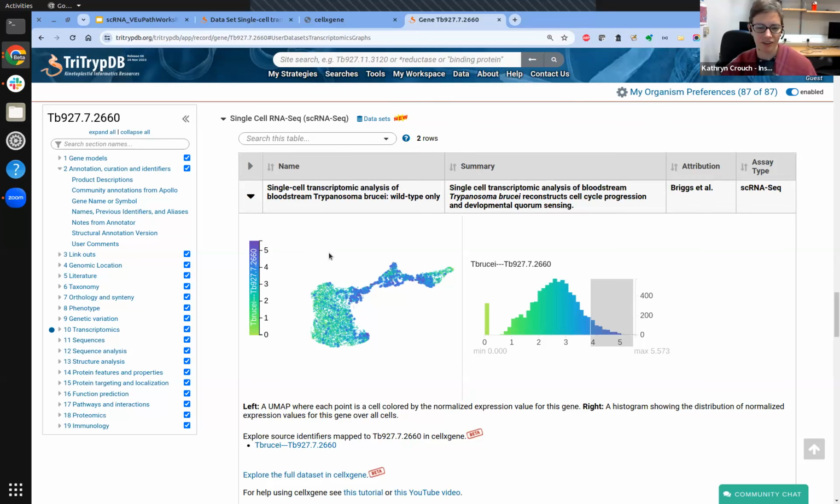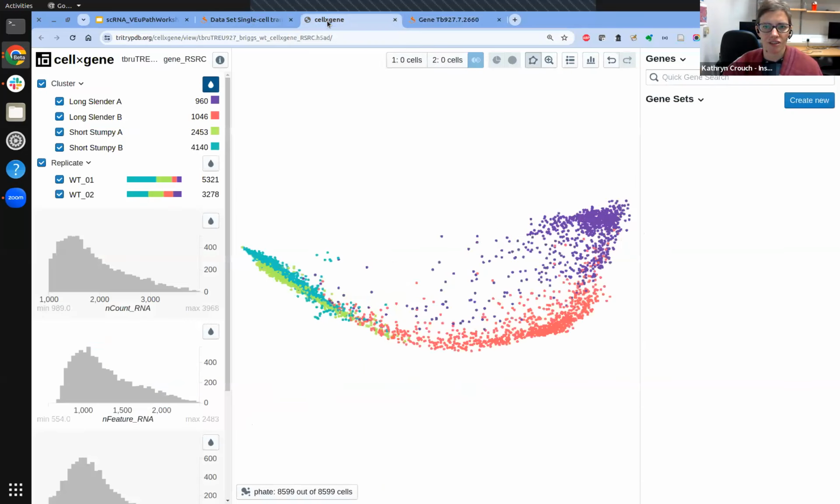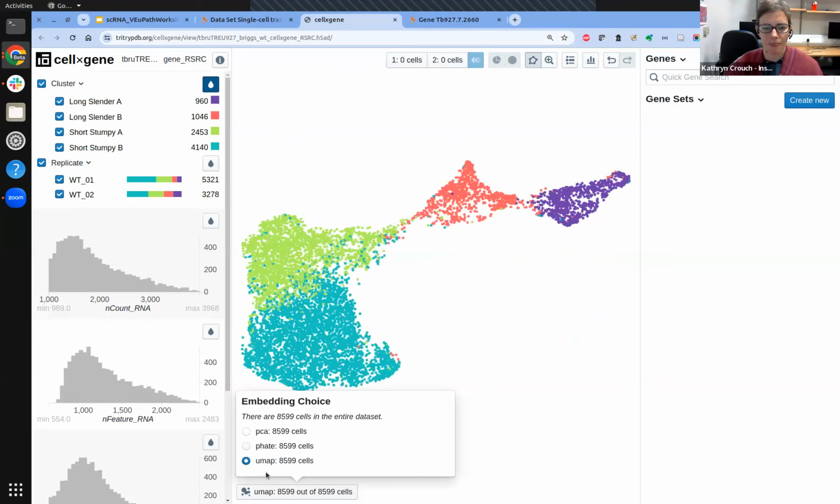If you come directly to a gene page, you'll also find down here a link to this gene in Cell by Gene, and also a link to get to the initial view of Cell by Gene that we were looking at. So this gene, we can probably look at this one a little bit more in the app. Rather than clicking on this link, I'm going to do it a different way. I'm just going to copy the gene ID so that I can show you how to get to this. Let me put this back to the UMAP.